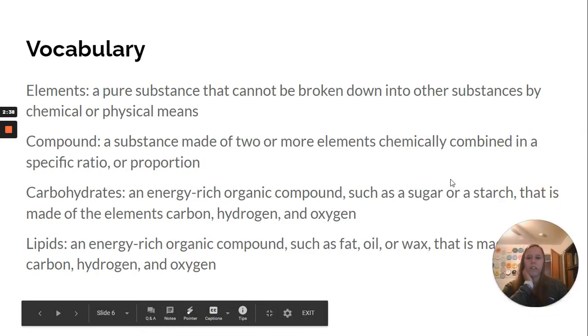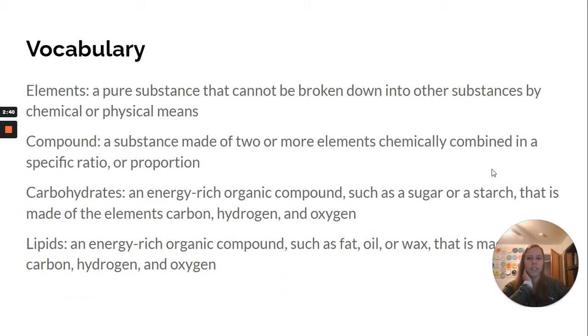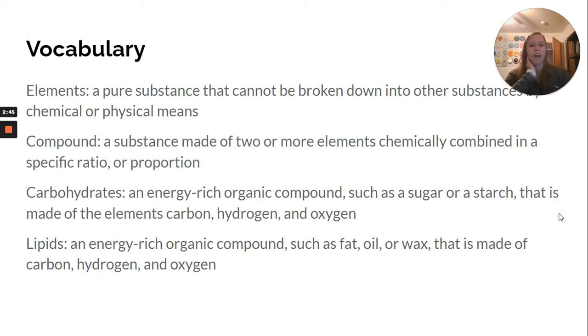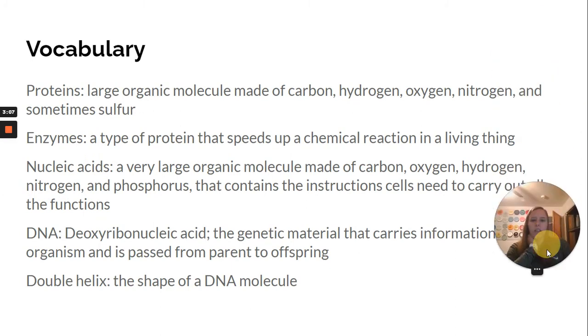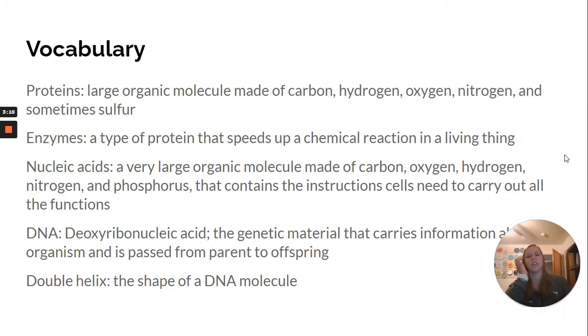Elements, a pure substance that cannot be broken down into other substances by chemical or physical means. A compound is a substance made of two or more elements chemically combined in a specific ratio or proportion. Carbohydrates are energy-rich organic compounds, such as a sugar or a starch, that are made of the elements carbon, hydrogen, and oxygen. Lipids are energy-rich organic compounds, such as fat, oil, or wax, that are made of carbon, hydrogen, and oxygen. Proteins, large organic molecules made of carbon, hydrogen, oxygen, nitrogen, and sometimes sulfur.